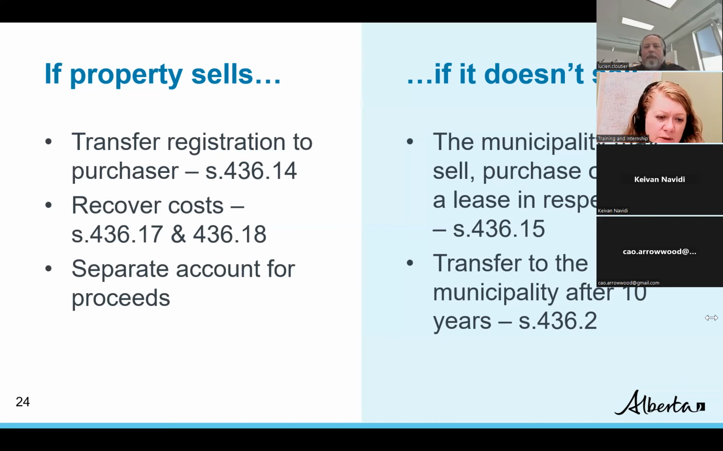And similar to lands, there's an order of priority of where the proceeds go and what gets paid out first. So the order of priority is the tax arrears first, any lawful expenses related to the tax recovery process next, and then the administrative fee of 5%. And again, the previous owner would be notified if there's anything left over.